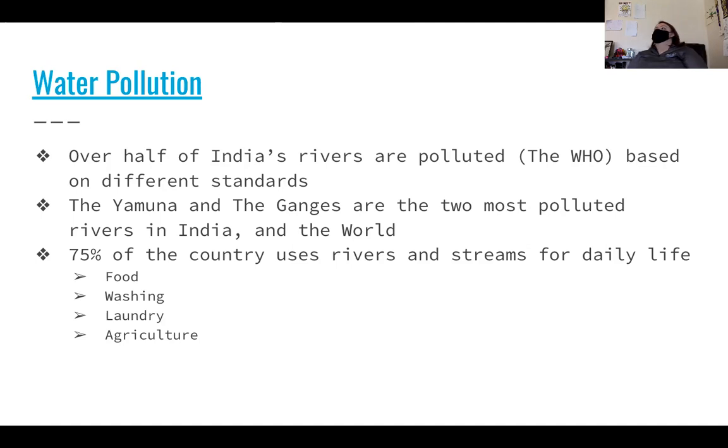There's a difference between having a little bit of trash that had been thrown in a lake, or a little bit of trash that had been filtered out through sewage, versus having mountains upon mountains and turning the water black kind of pollution. But over half of India's rivers are in some way, shape, or form on that spectrum. The two major rivers in India, and basically the two major rivers for the entirety of the population of India, are the Yamuna and the Ganges. And they are the two most polluted rivers in India and the world.